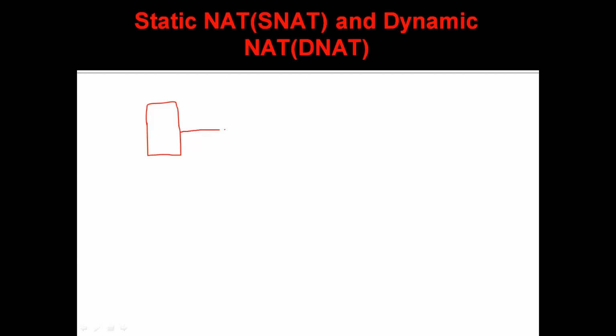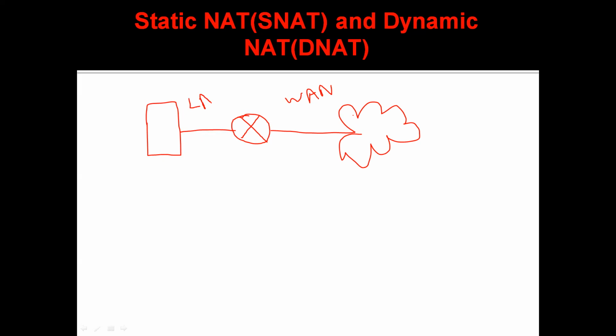This is a router or firewall router, right? It has the NAT configuration. This is our WAN side, the internet, and this is the LAN side, our local area network, our private network, right?